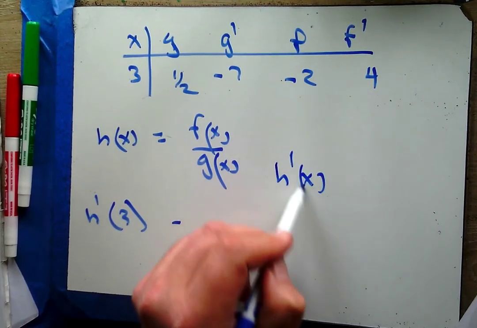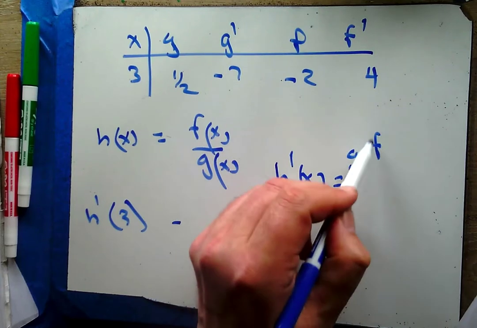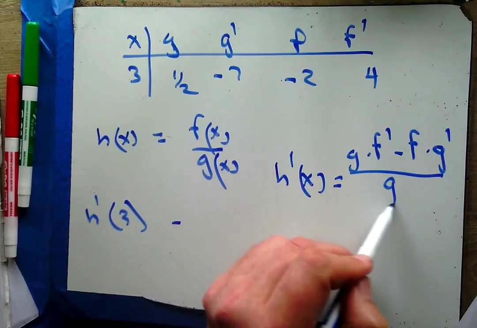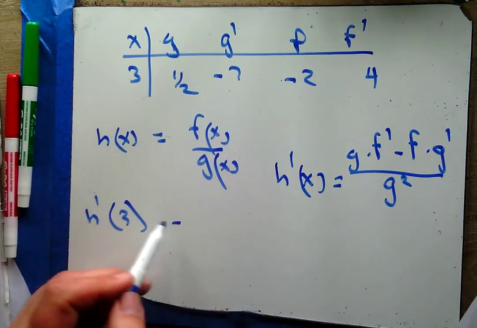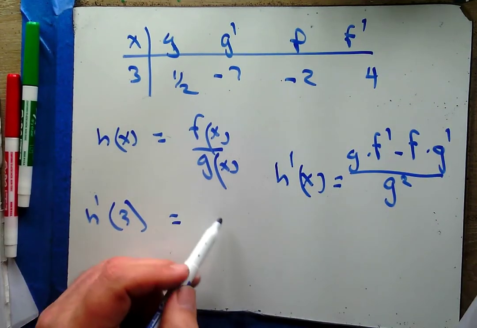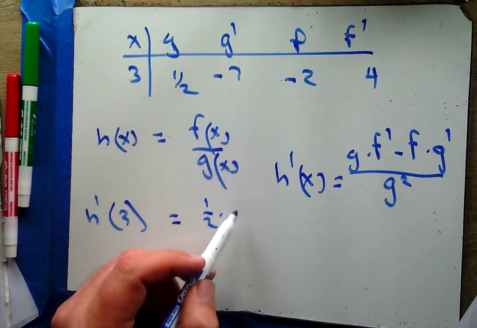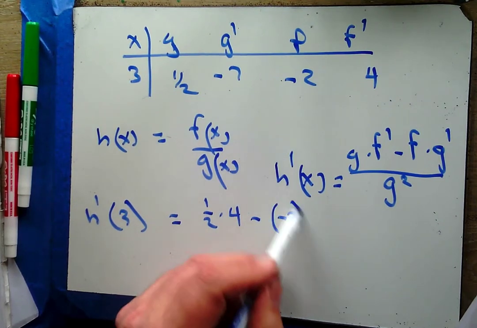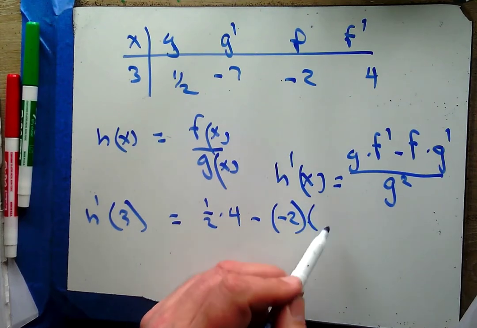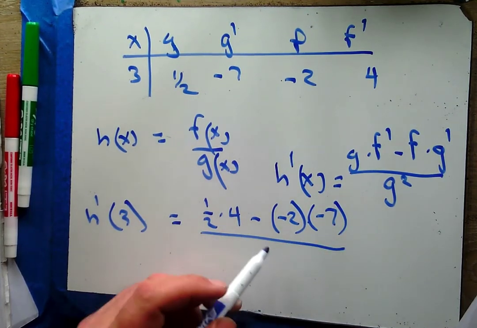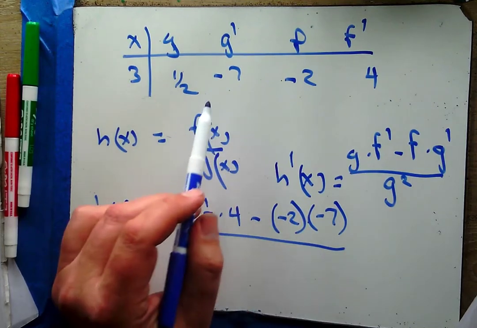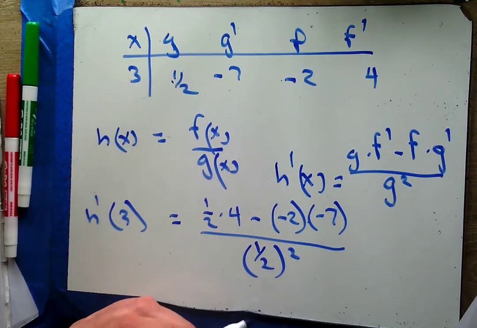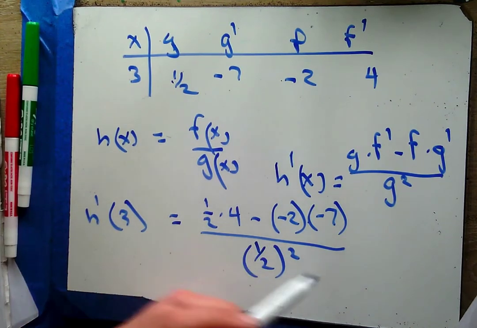So h prime of x is going to be low d high minus high d low over low squared. So h prime of 3 is going to be g of 3 times f prime of 3 minus f of 3 times g prime of 3, all over g of 3, which is 1/2, squared. Okay, so what can I do with that?